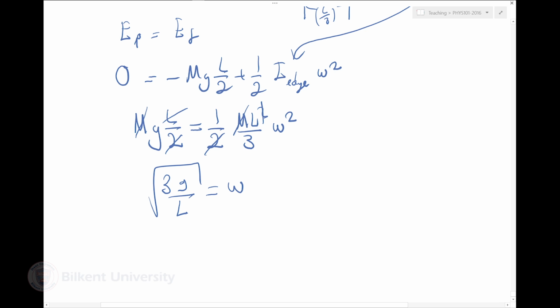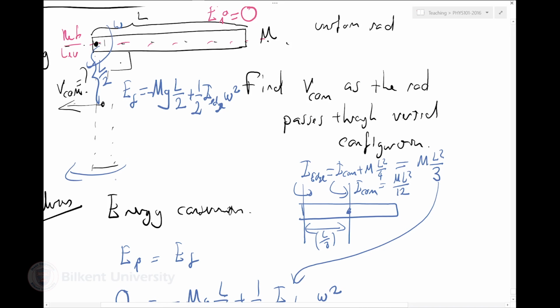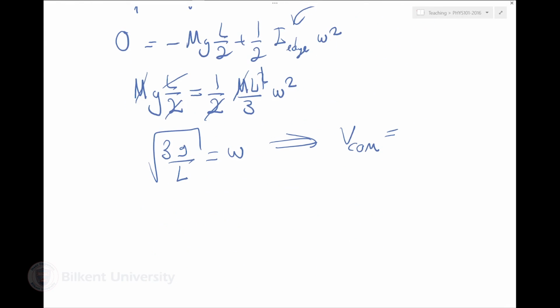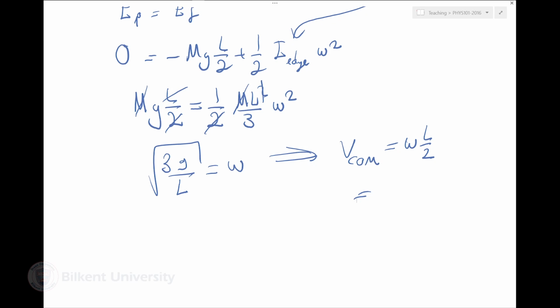But that was not what was asked. I was asked to find V center of mass. What's V center of mass? If this thing is rotating with omega, V center of mass is omega times the radius, the distance from the pivot point, which is L over 2. So it must be omega times L over 2, right? So V center of mass is omega times L over 2. So it's going to be the square root of 3g over L times L squared over 4.